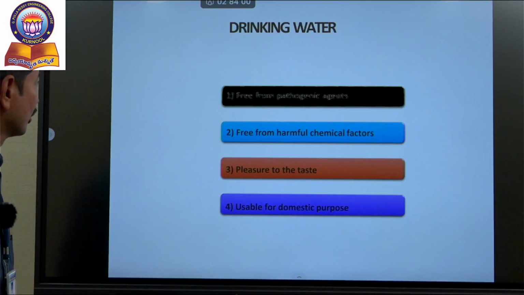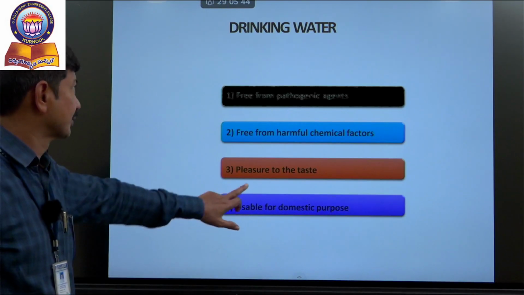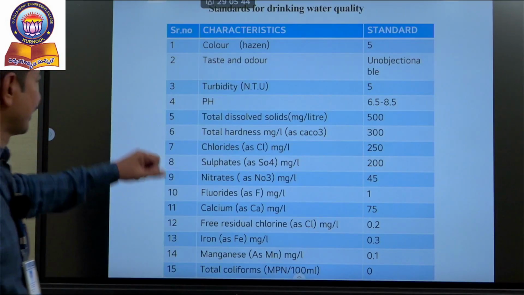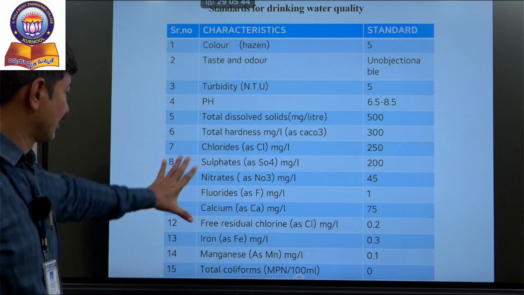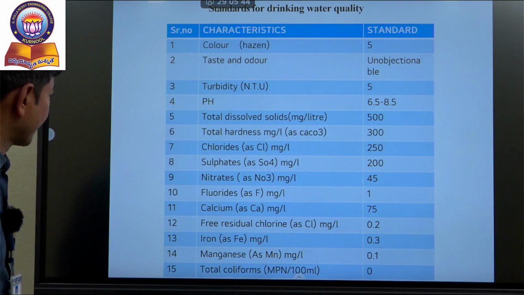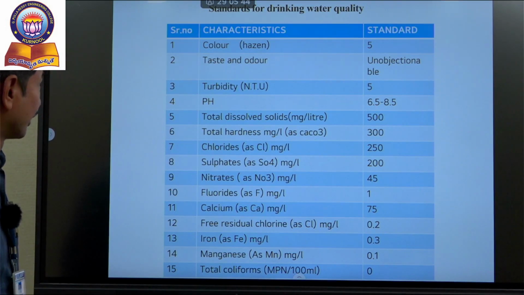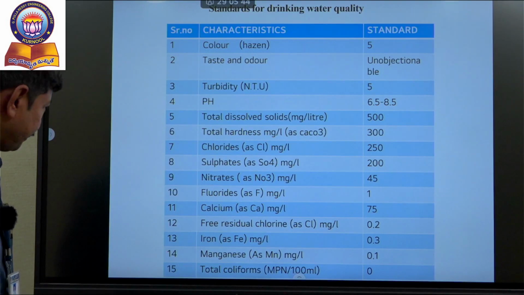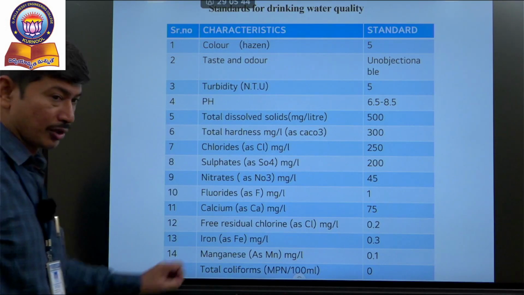Drinking water should be free from pathogenic agents, free from harmful chemical factors, pleasant to the taste when we consume it, and usable for domestic purposes. These are the standards. Only the desirable limits are given, and these are mainly checked in the laboratory for the general quality of water: color, taste, turbidity, pH, TDS, odor, chloride, sulfate, nitrates, fluorides, calcium, residual chlorine, iron, manganese, and total bacterial count.